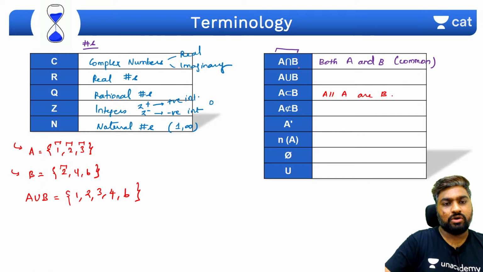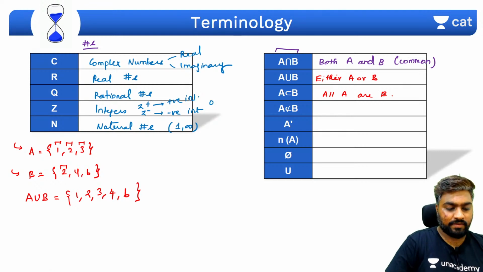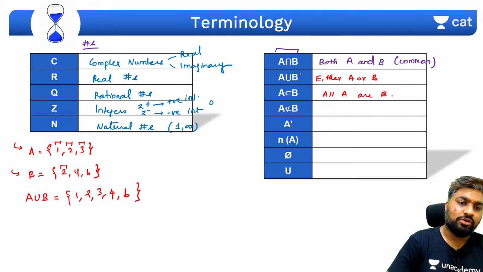Yes, superb. So what does this mean? Terms belonging to either A or B. If a term belongs in A, it will be in the union. If it belongs to B, it will be in the union. If it belongs to both, it will still be in the union. Okay, done.